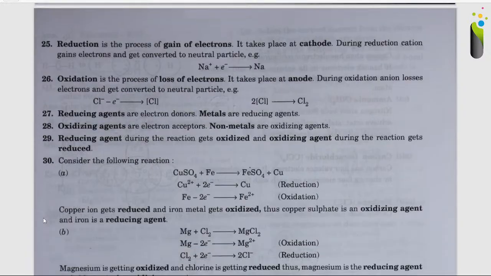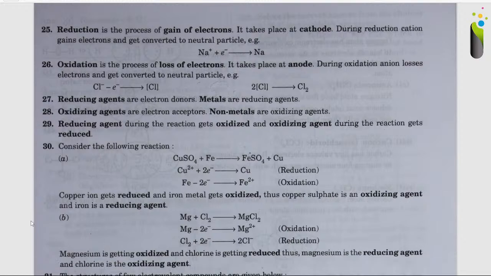Coming to the next point, reduction is the process of gain of electrons. It takes place at cathode. During reduction, cation gains electrons and gets converted into neutral particle. Example, Na+ + e- becomes Na.